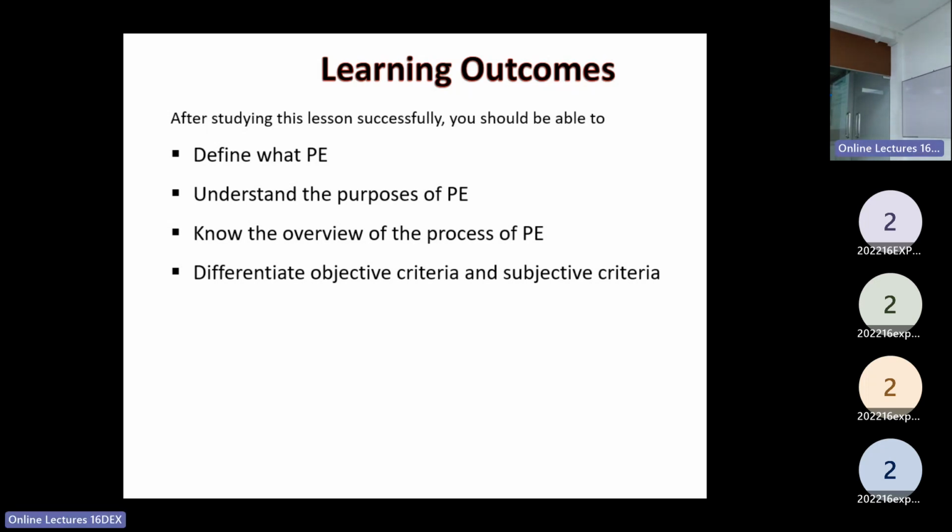Understand? But there are some other criteria you can't quantify. Can you quantify job knowledge? Knowledge in selling? Can you quantify?